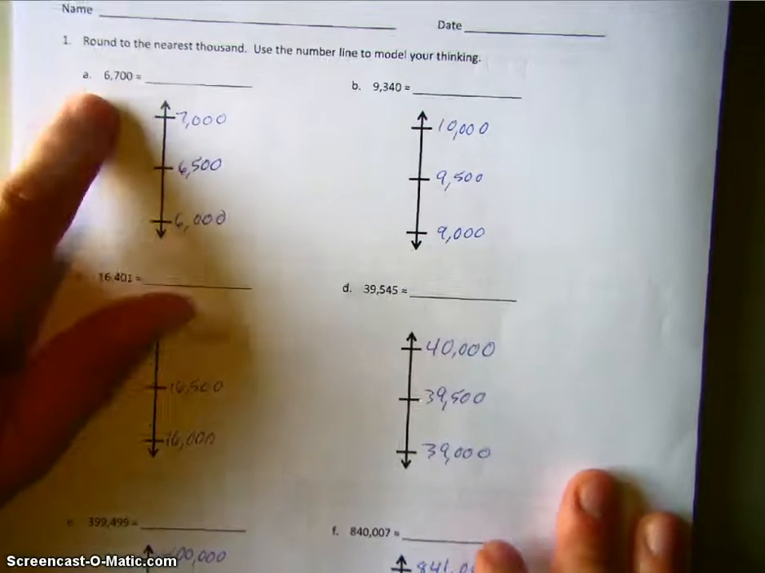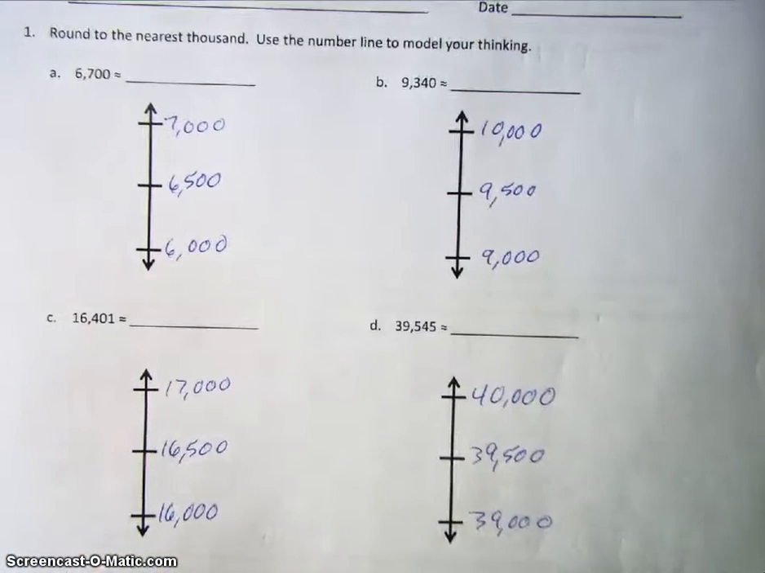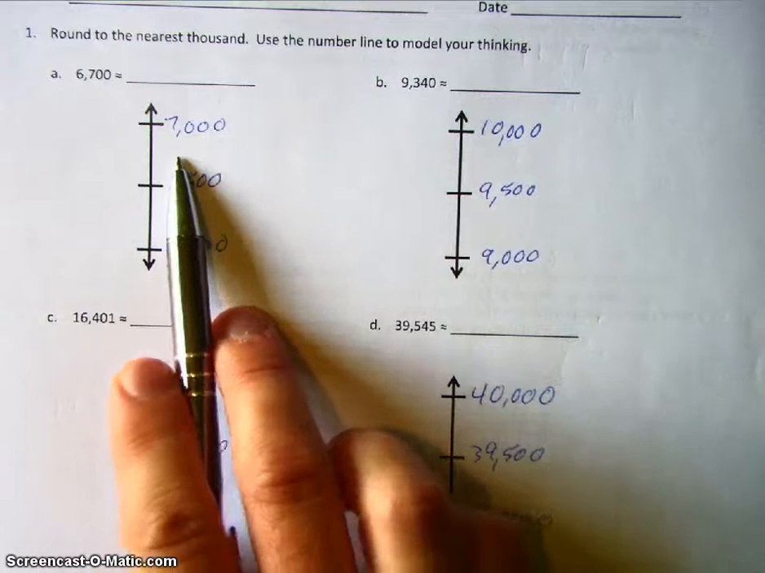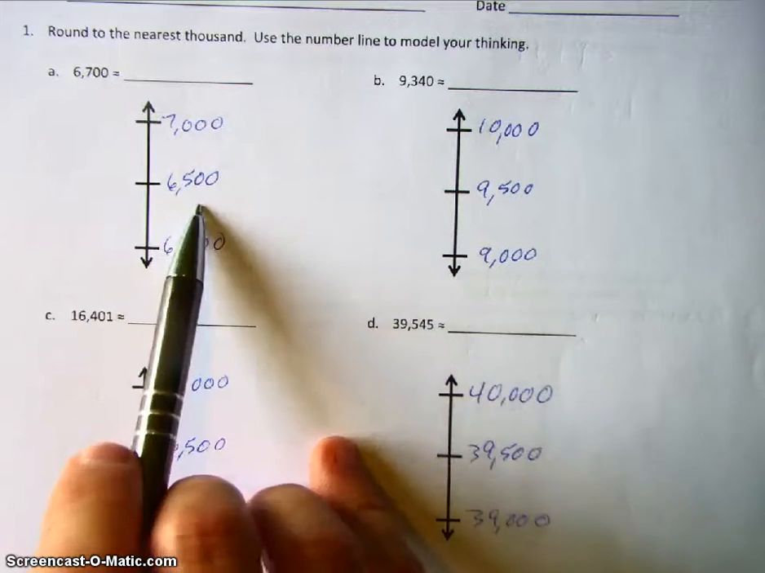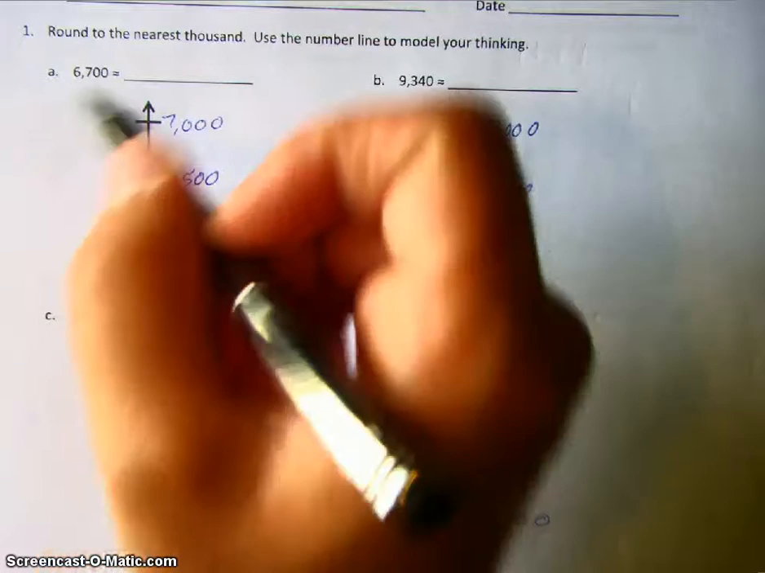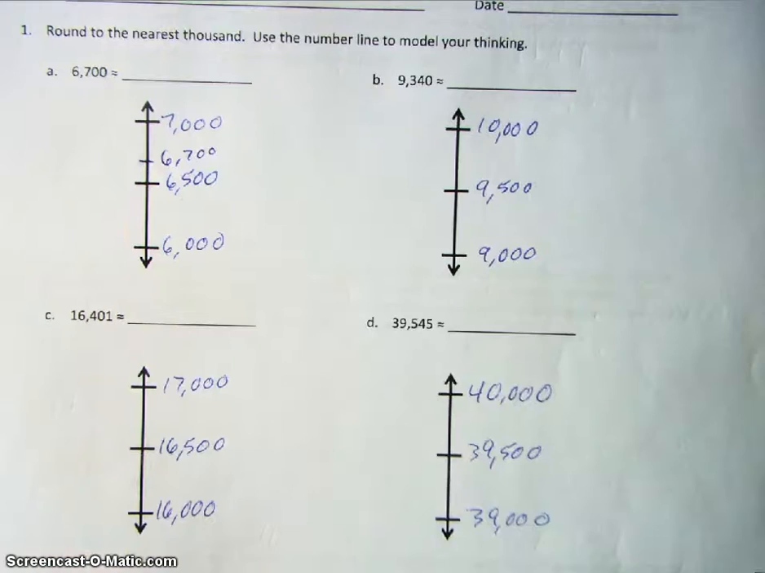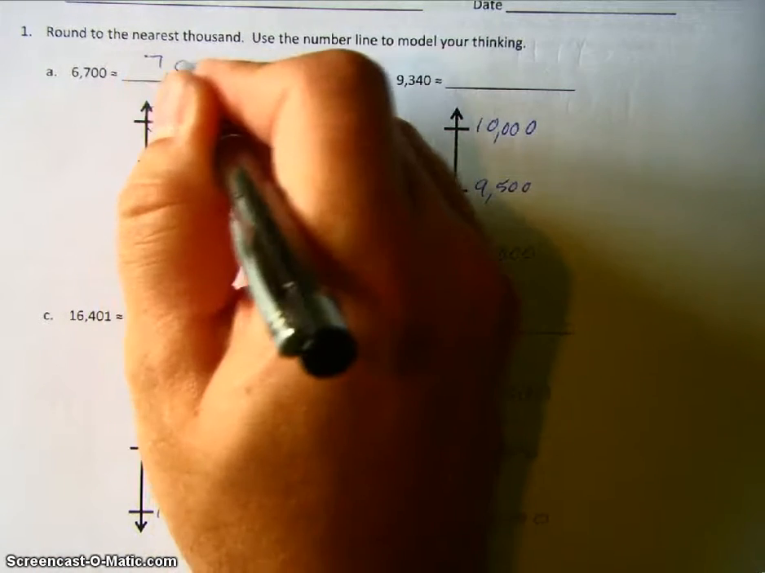So we're starting off with 6,700. Now we have 6,000s. We add one more to get to 7,000. Now we look at our hundreds place and we see that we have a 7. Well, 7 is more than 5. So we put our 6,700 right here. And since we're past the halfway point, we're going to round up to 7,000.